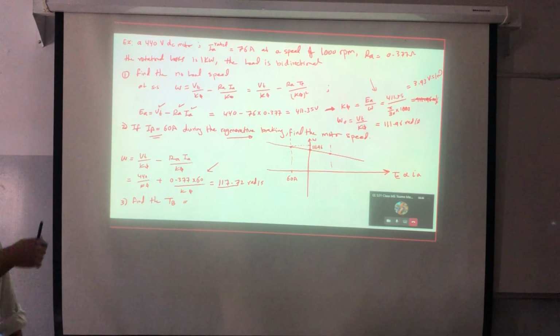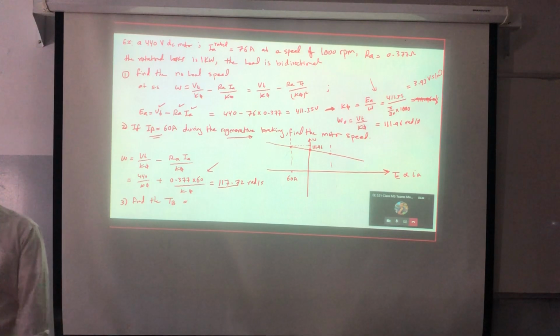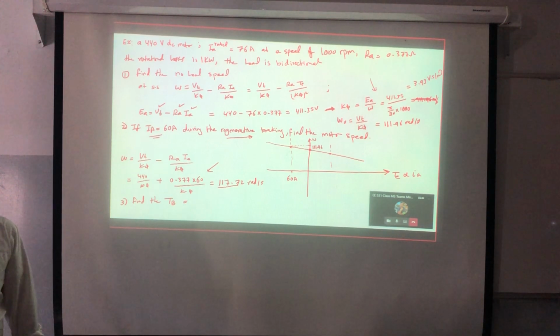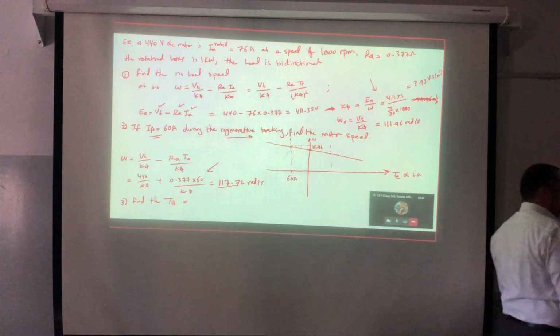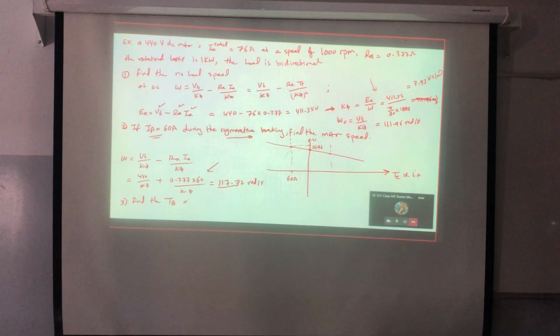K phi is already 3.93 volt second per rad, so this will equal 3.93 Newton meter per ampere. This one is multiplied by 60, so it will be minus 3.93 multiplied by 60. If I do the math, this will equal minus 235.8 Newton meter.